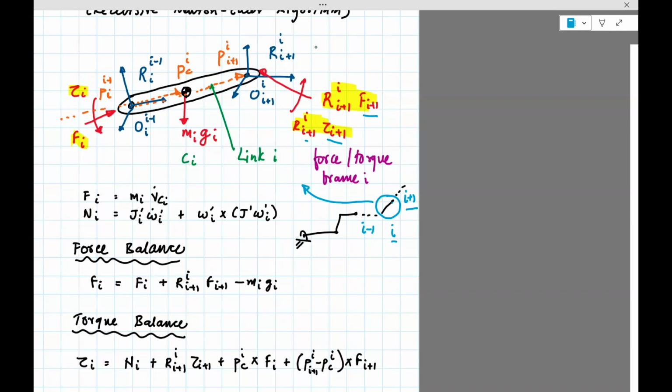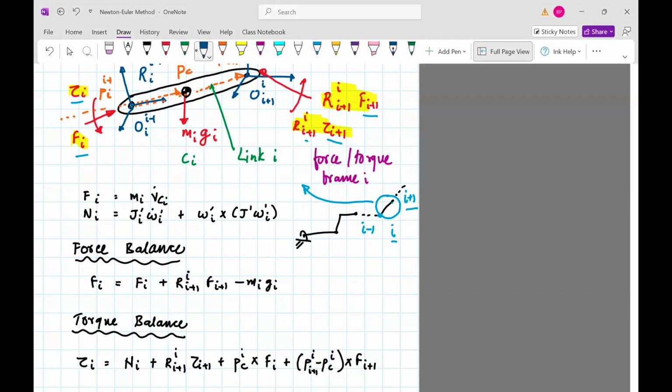Similarly, there is a force from link I minus 1. Since we write forces always in frame I, there's no rotation matrix, because that force and that torque are already in frame I. The trick behind making this equation tractable is that you always write forces and velocities, linear and angular, in frame I and I plus 1 and so on. So that's the forces.